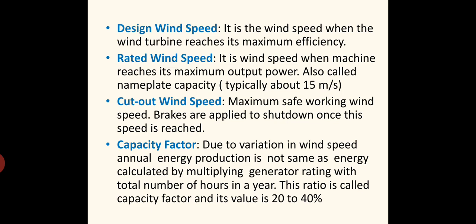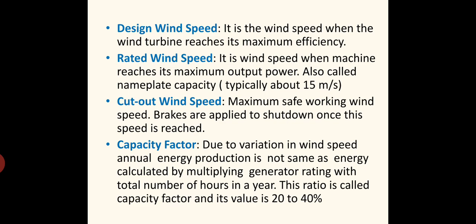Now next one is cutout wind speed. Maximum safe working wind speed is usually known as cutout wind speed. Sometimes when the wind speed becomes very high, uneven rotations can occur and there is a possibility of a crash. So in order to avoid that crashing with very high wind velocities, a braking system is provided with the wind turbines, and when speed exceeds a particular limit, usually the brakes are applied and the system will be shut down. That calculated maximum speed at which the wind turbine can operate is known as the cutout wind speed, the maximum safe working wind speed.